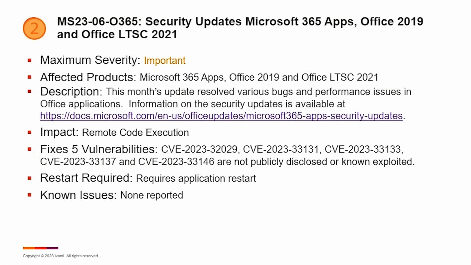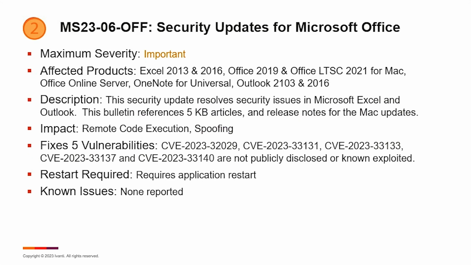On the important side, getting away from the critical updates, we did see Office updates this month. 5 different vulnerabilities addressed. None of these were publicly disclosed or known exploited. I did list out the particular vulnerabilities here in case you want to go in and take a look at them. And if you're looking for the actual update information, you can click on the link that I have on the slide here to get more detail. Again, these are the click-to-run versions: Microsoft 365 apps, the Office 2019 version, and the Office Long-Term Service Channel version 2021.